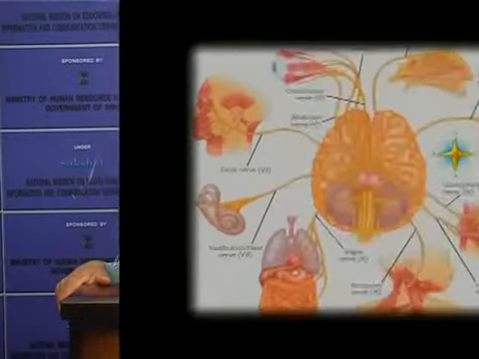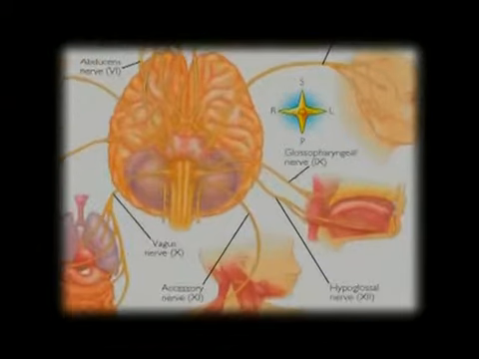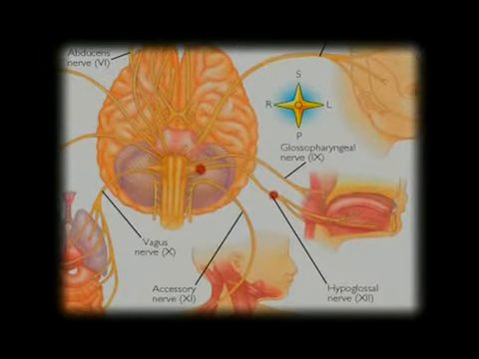The last cranial nerve is the hypoglossal nerve. This is the 12th cranial nerve. The hypoglossal nerve provides somatic motor innervation to the muscles of the tongue.